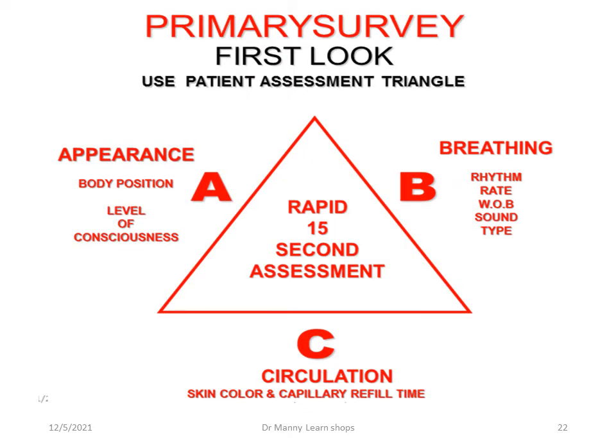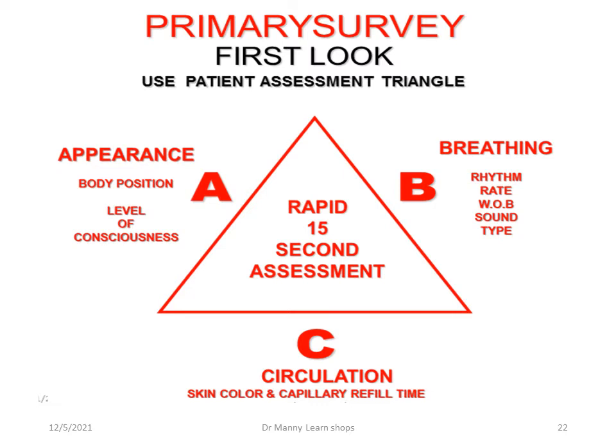Now, when we do the primary survey, this is basically the first look, and you can use what I call the patient assessment triangle, and it consists of A, B, C. A is the appearance, which means what's their body position and what's their level of consciousness. B, what's their breathing? The rhythm, is it regular or irregular? What's the rate, fast or slow or absent? Work of breathing, are they using accessory muscles? Remember, breathing typically doesn't require any work. It's quiet and it's usually unobservable. Work of breathing means you can see them breathing.